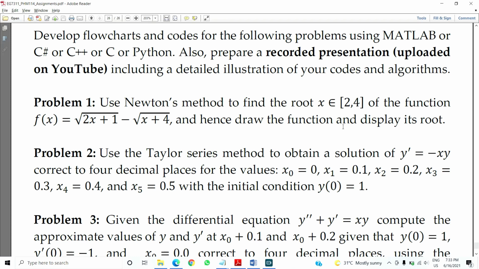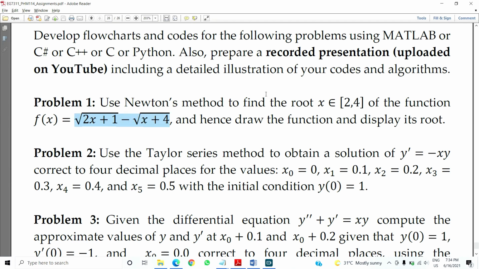Hello and welcome. Today I am going to solve these questions via numerical methods implemented on an online IDE called Octave Online using MATLAB code. The first question is asking to find the root of this polynomial function.